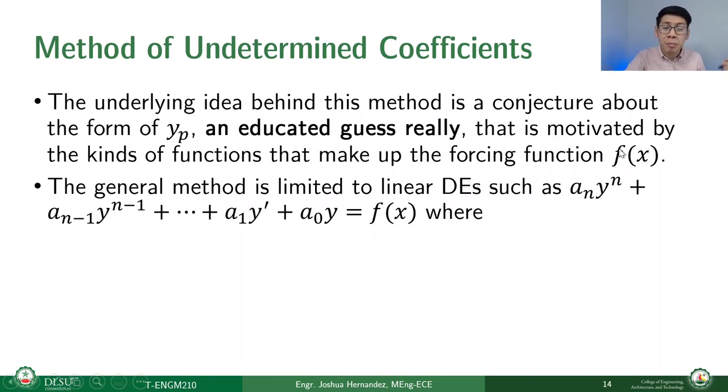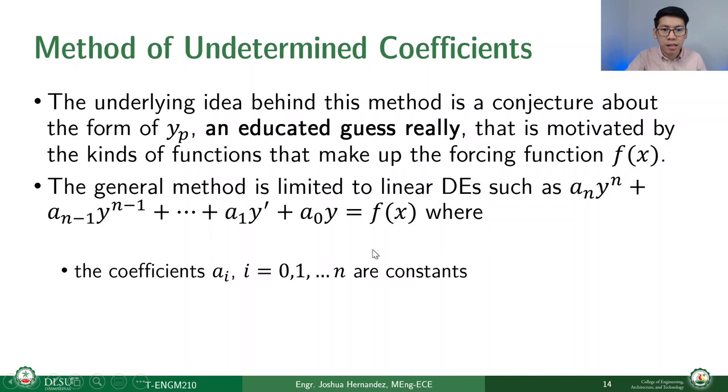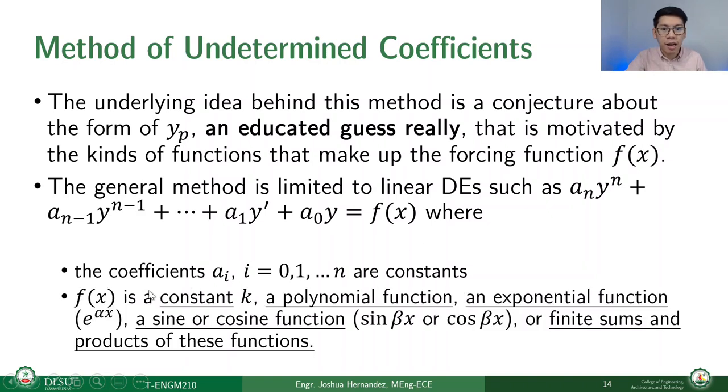Now, the general method is limited, fortunately, only to linear DEs, such as the general nth order form of expression given to you on the screen, where our coefficients a sub i, where i is equal to 0, 1, until n, are constants, and where f of x could be a constant k, number one, a polynomial function, number two, an exponential function, number three, and a sine or cosine function, or a combination or finite sums and products of these four functions. So our f of x could be a constant, a polynomial function, an exponential function, or a sine function, and even the sum and product of these functions.